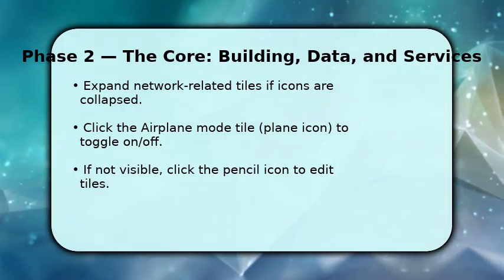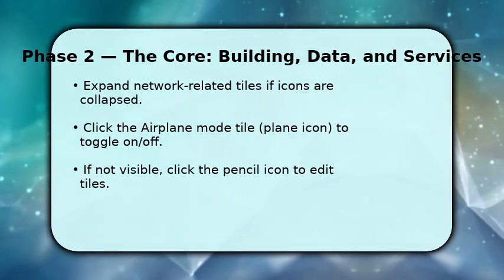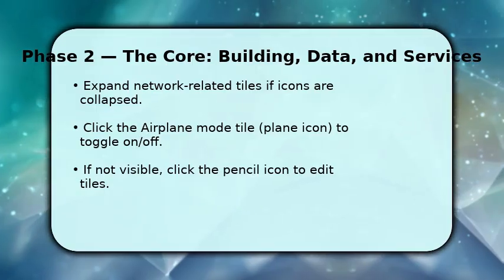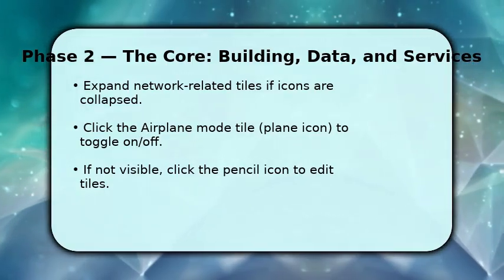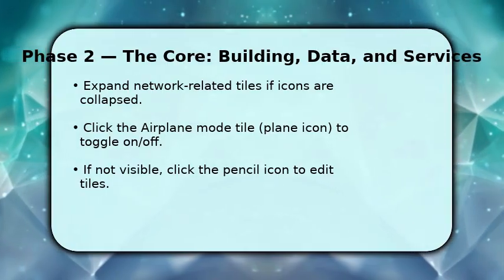If the icon is missing, choose the pencil or edit option to add the tile. This lets you customize Quick Settings for quick access next time. You want to toggle here because it's immediate and affects Wi-Fi, Bluetooth, and cellular radios all at once.